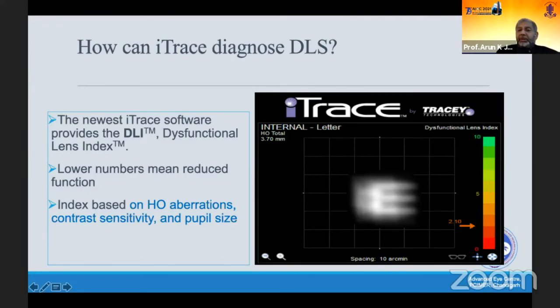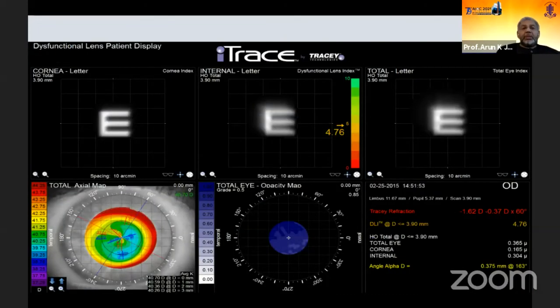So coming to a different example, this is a patient displaying a dysfunctional lens. This is a post-LASIK patient, who underwent LASIK around 10 years ago. He is around 42, and his cornea is fairly okay, but his internal aberrations are high, and the DLI index is 4.6. Anything more than 5 is usually taken as normal. Less than 5 is taken as maybe a cutoff point for surgical intervention. But if you see the Tracey reflection, it is in red.